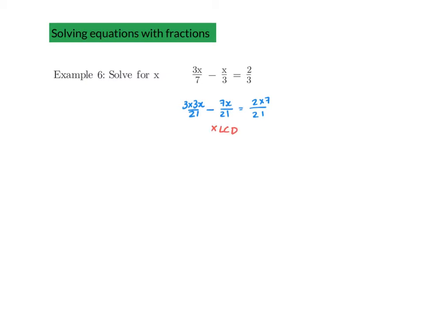Now, the nice thing about solving equations with fractions is that you can multiply both sides by your denominator. If I multiply both sides by that denominator, the denominator will in effect fall away because it won't be used anymore. So what I get is 9x minus 7x is 14. I could simplify the left, which gives me 2x is 14. And divide both sides by 2, I get x is 7.